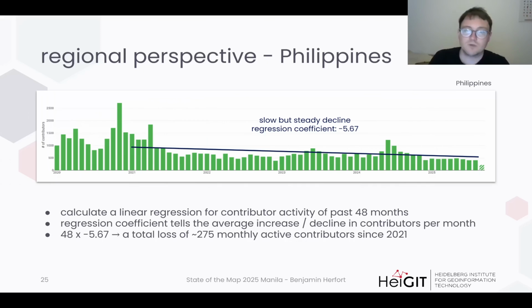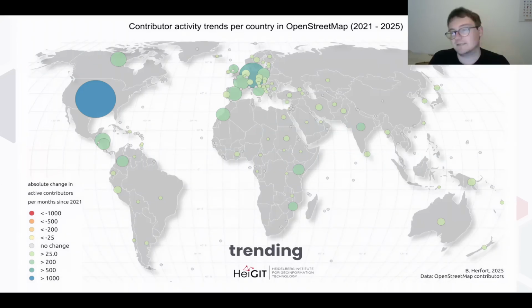And this is what this regression coefficient tells us. So here you see a minus 5.6, which is a slow but steady decline in the number of monthly active contributors. And for the Philippines, that means that compared to the beginning of 2021, we see a reduction of monthly active contributors by about 275 members. And okay, now this kind of workflow we repeat for every country. What we end up with is a map like this.